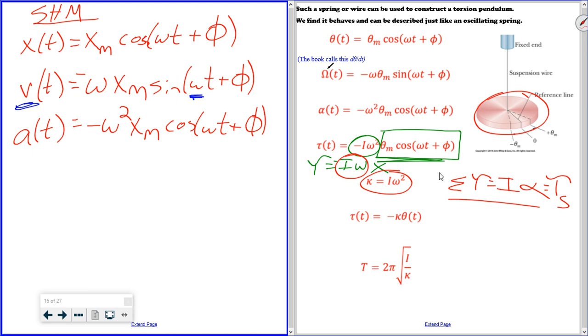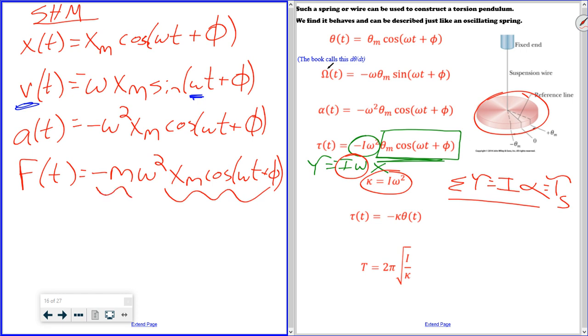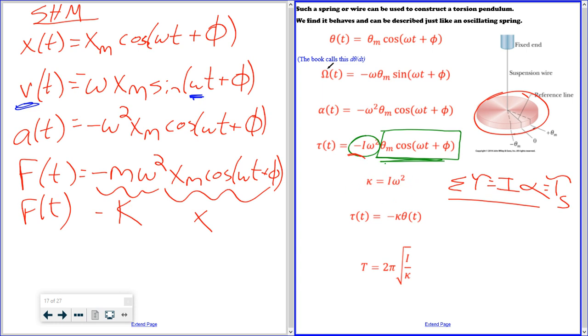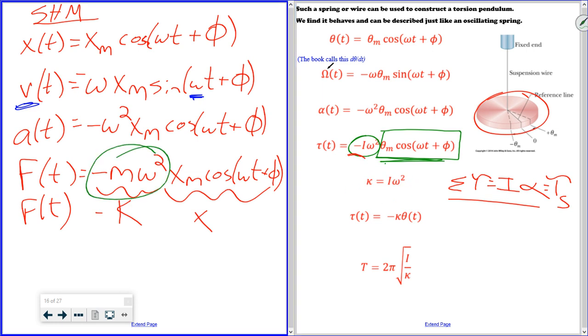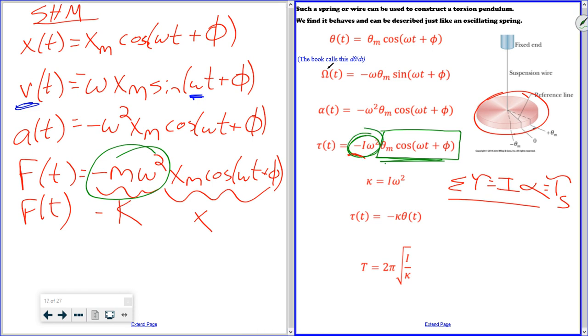So then you can find your net force by multiplying by mass. So force at time t is this times mass, so negative m omega squared x max times cosine of omega t plus phi. And now we said this is the same as x, so this must be our k. So k times x is our force at time t. Same exact idea over here. In the same way that we called this K, we're going to call this kappa. So now our torque is equal to negative kappa times theta at time t.